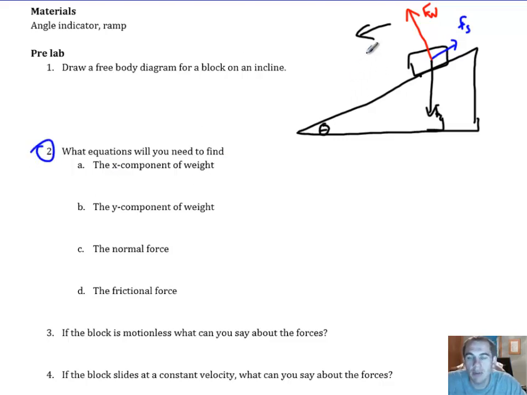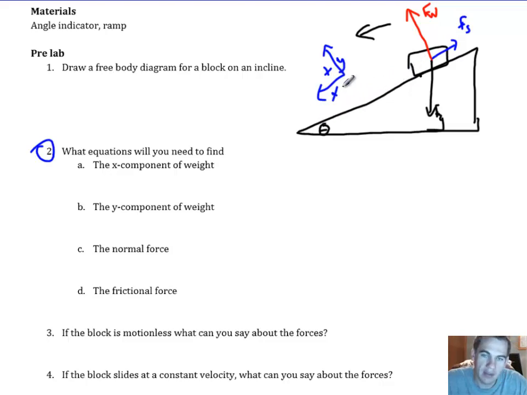It says find the x component of weight. Well, to have an x component, I need an x direction. And when we do that, we usually set it up so that x is down the incline and y is perpendicular to the incline. And the reason for that is when this block slides down, it's going to be moving only in x instead of in x and y, because x is slanted to match the incline.